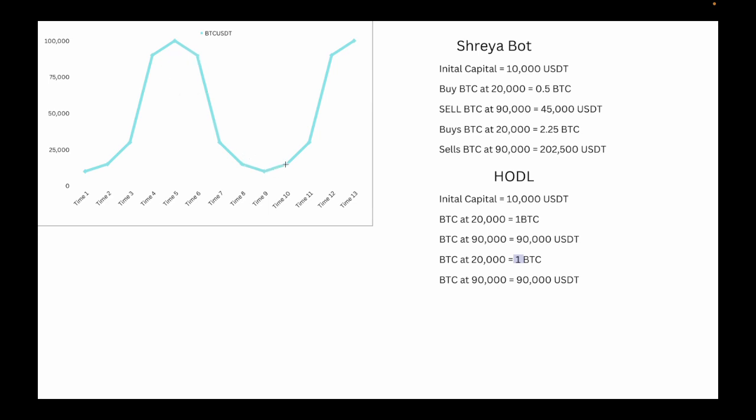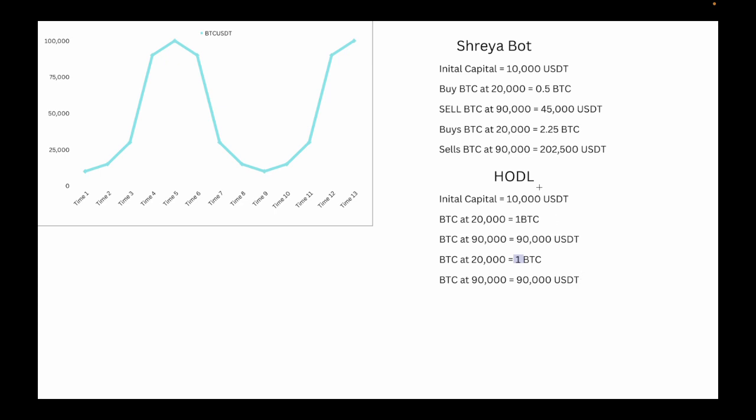and also $10,000. Now you should note that in all this while we had just one BTC. Our BTC didn't grow, we just had one BTC in our wallet. So you can see here that we had $20,000 worth of BTC and we still had one BTC. When BTC went down to $10,000, we had $10,000 worth of BTC, which was still one BTC. Then the price of BTC went back up to $100,000, and we had $100,000 worth of BTC. You can see here at BTC at $90,000, we had $90,000 worth of BTC.